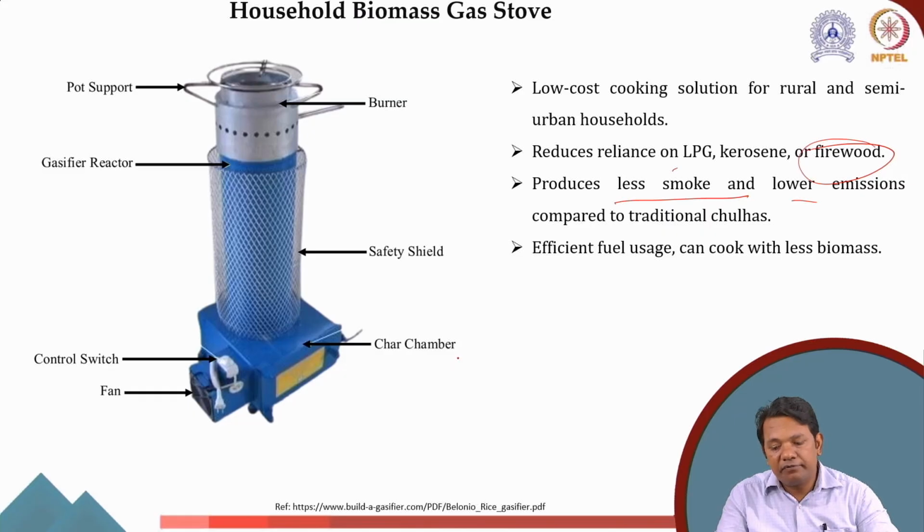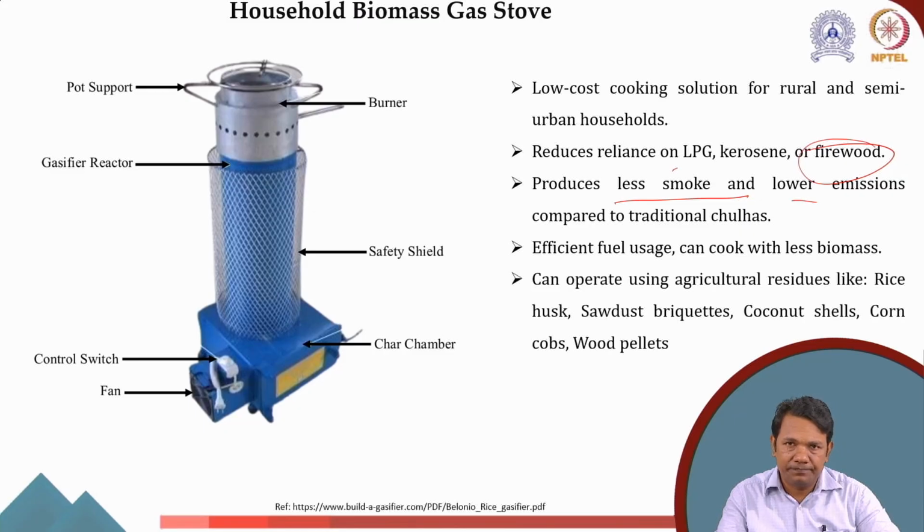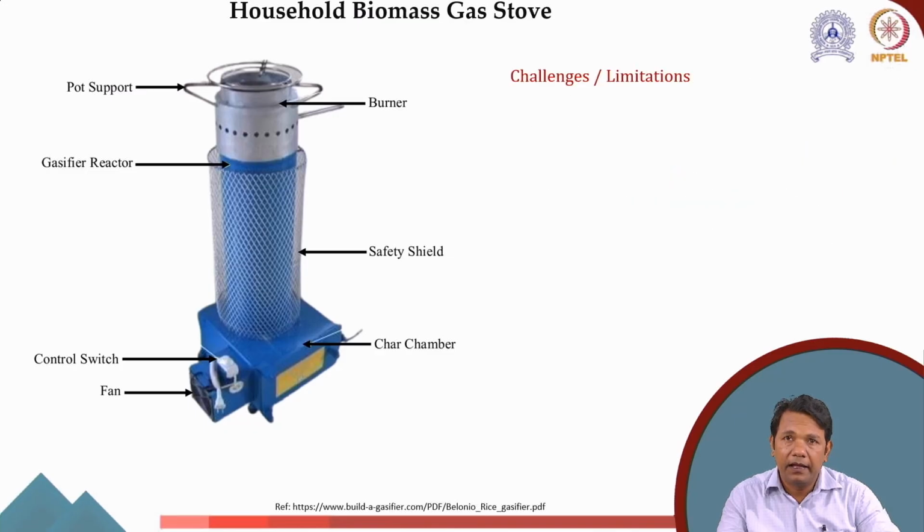It allows efficient fuel usage, so you can cook with less biomass, because when you are getting more efficiency, you can cook with less biomass. The best part is that it can be operated using agricultural residues like rice husk, sawdust, briquettes, coconut shells, corn cobs, wood pellets, etc. Okay.